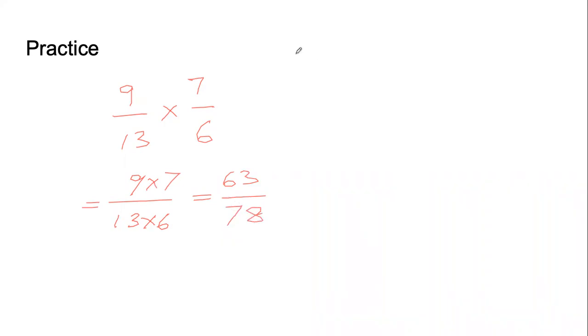If you don't know, then you will have to do extra work. What? 13 into 6. You don't even do it like this, you do it like this. 13 into 6. 6 3s are 18. 6 1s are 6 plus 1 is 7, 78. That's how you write it. So if you remember the multiplication table of 13, and remembering doesn't mean that you have to mug it up.